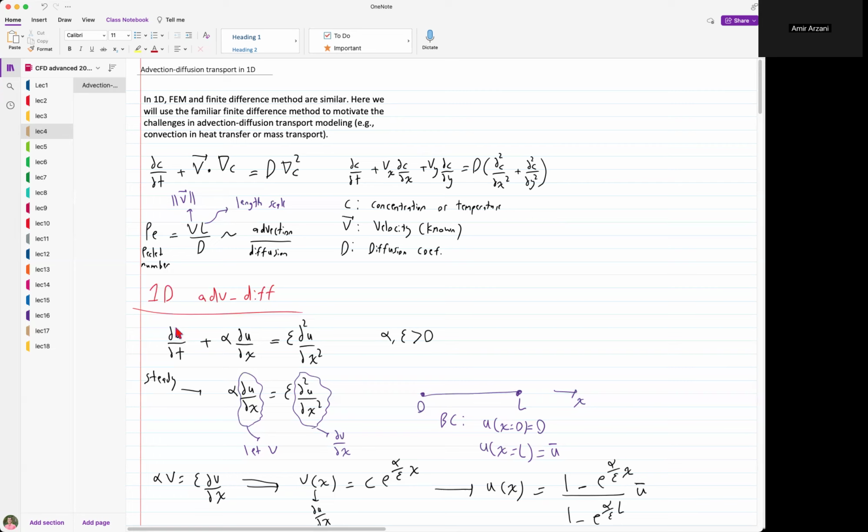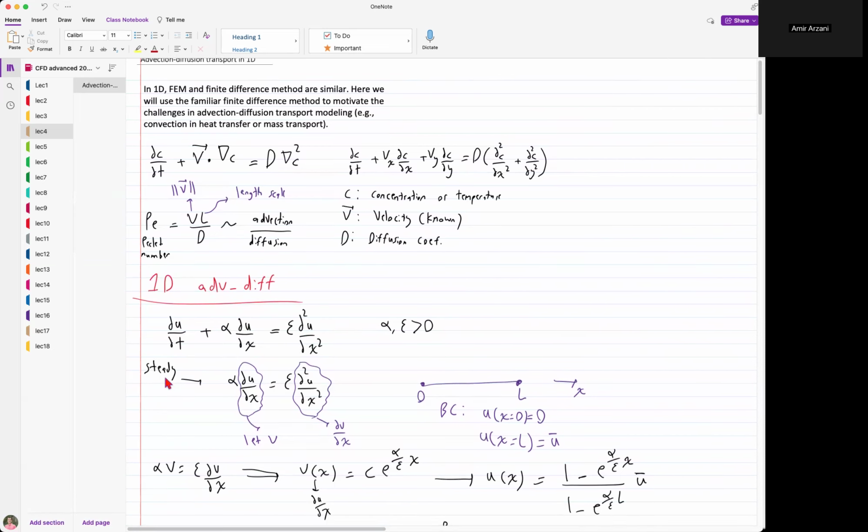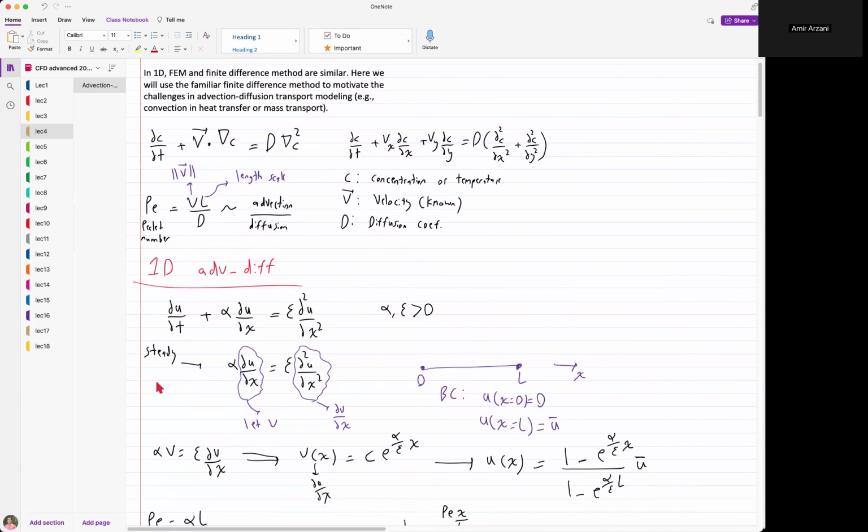We're going to be talking about the one-dimensional version of this equation in this lecture. If I write this equation in 1D, I have partial u partial t plus alpha, where alpha in this lecture will represent my velocity. The higher the alpha, the higher the Peclet number. Alpha times partial u partial x, this is my advection, equals epsilon, which denotes the diffusion coefficient, times the second derivative of u. We're going to focus on the steady problem to make the presentation simpler. If we ignore the time derivative, we are left with this equation, and we can prescribe boundary conditions.